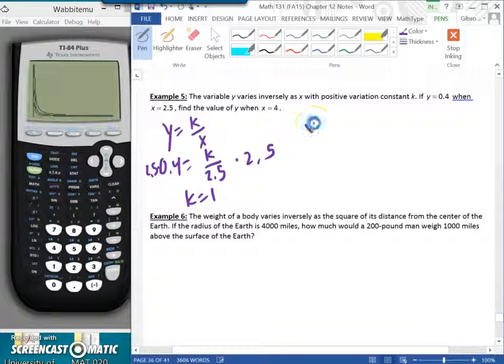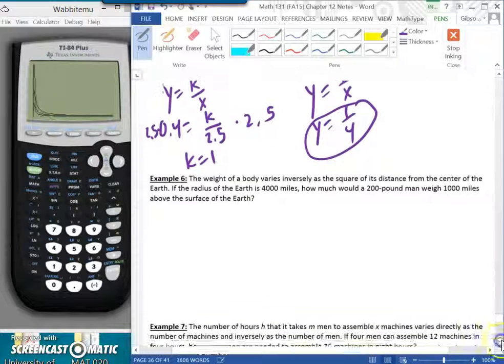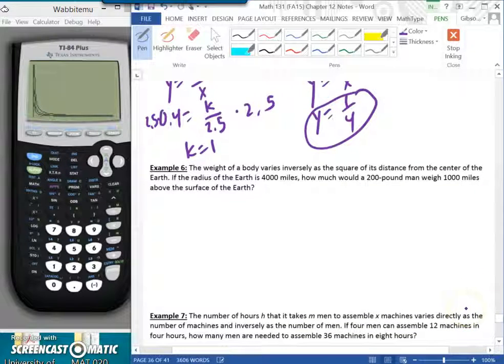So we will have y is equal to 1 over x. Now it says find the value of y when x is 4. So it would be y is equal to 1 over 4. And that will be our final answer. Or you could write down 0.25. Now we come to example 6.